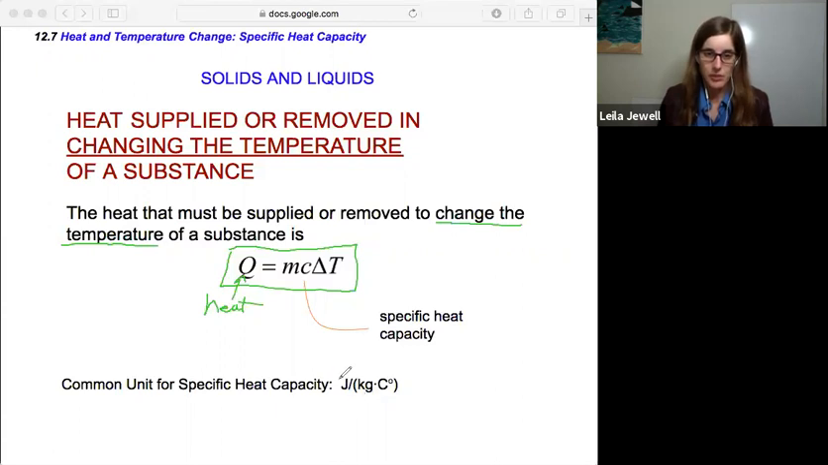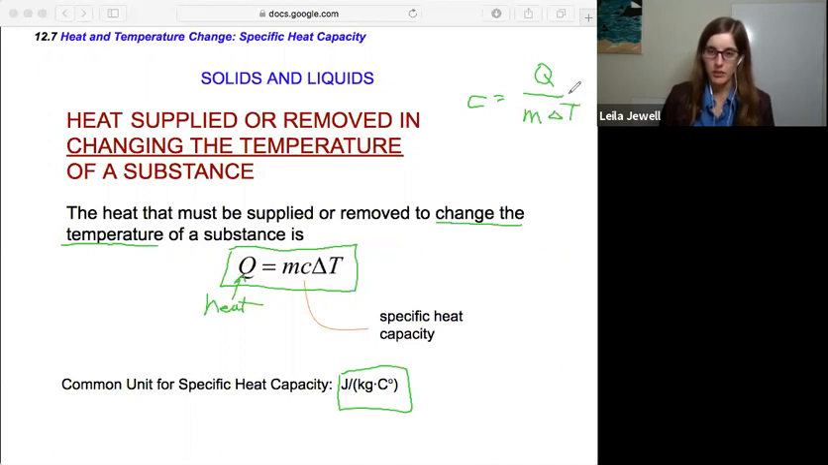Before we do, a common unit for specific heat capacity is the result of everything else that we just saw there. If we solve this for c, we'd get that c is equal to Q divided by m, divided by delta T. So if we look at the subunits here, Q is an energy flow, so it's in units of joules. m is mass, so that's kilograms. Delta T is in Celsius degrees. And so that's exactly how we get that specific result.